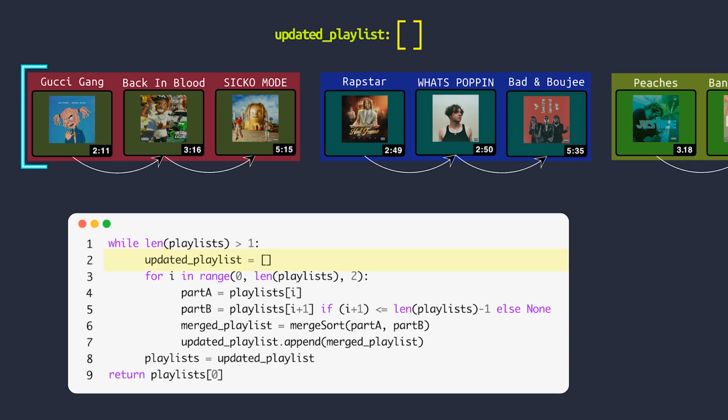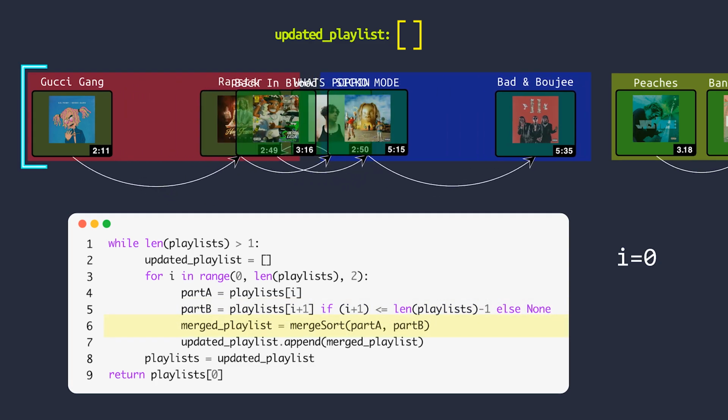This is where we're going to store our merged playlists. And since we're merging 2 playlists at a time, inside of our while loop, I indicate that by setting our step to 2. Here on line 4, part A represents the first index of the step, and part B the second. But pay attention to line 5. I added the if conditional to avoid the edge case of going out of index in the playlist array. Now, I'll abstract away the merging process as we already covered it in great detail in the previous example.